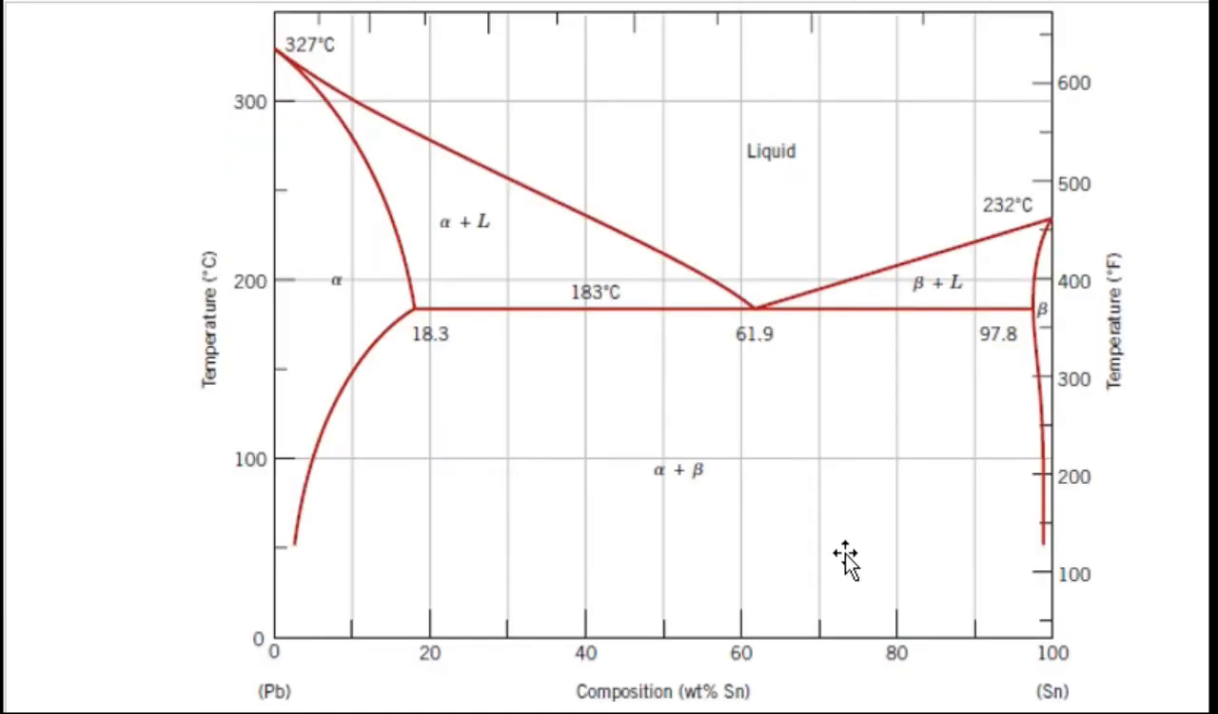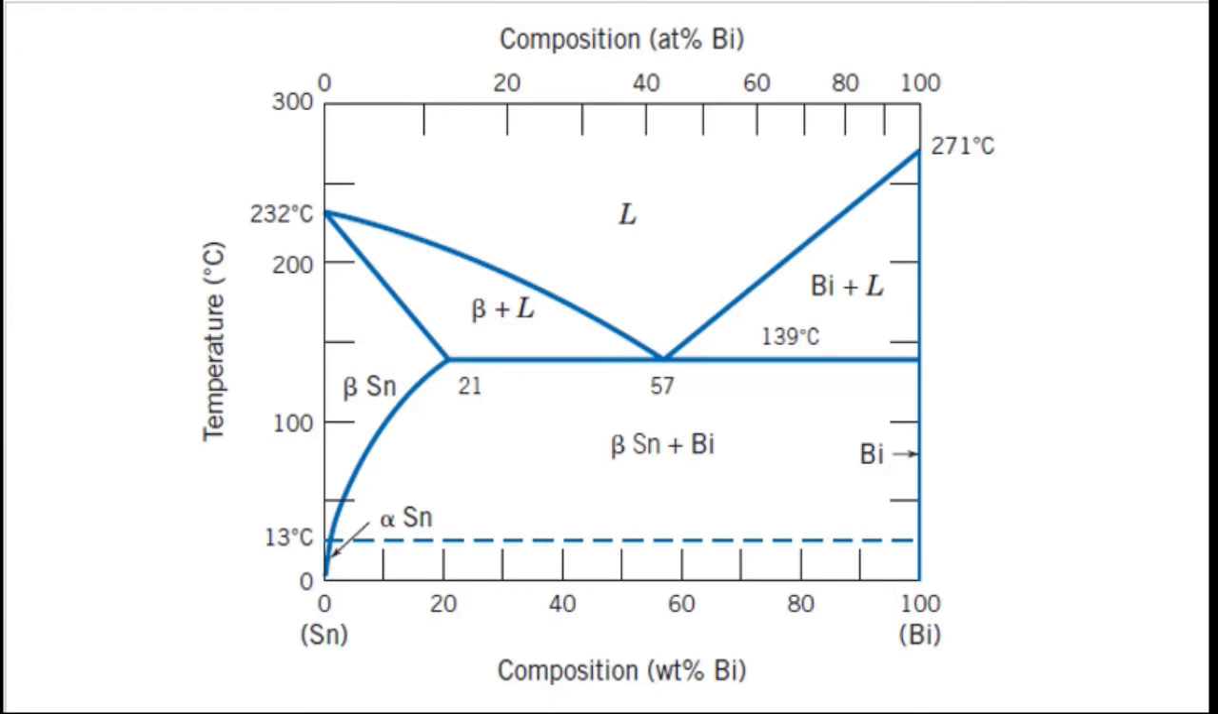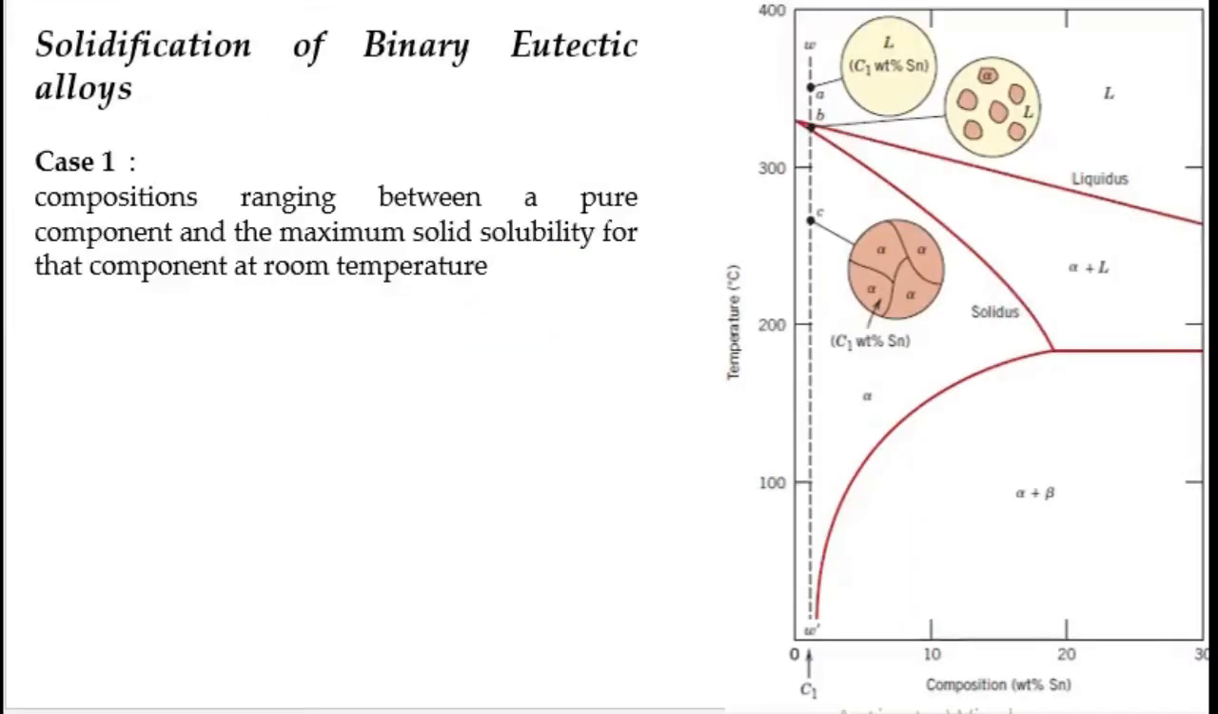Some other examples of binary eutectic systems are the lead tin system. The values will be different of course, but the general nature of the diagram, the scheme of the phase diagram, is the same. Next we will look into the solidification characteristics of binary eutectic alloys.